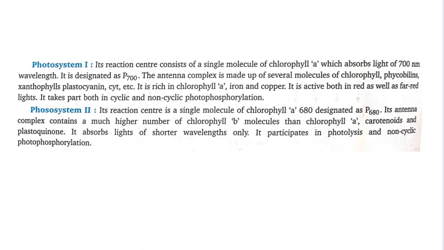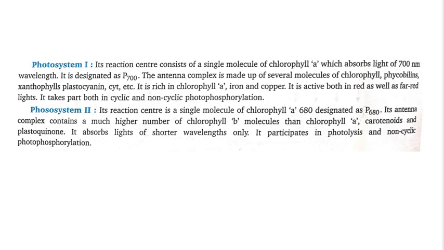Photosystem 1 and photosystem 2. Photosystem 1's reaction center consists of a single molecule of chlorophyll A which absorbs light of 700 nm wavelength. It is designated as P700. The antenna complex is made up of several molecules of chlorophylls, phycobilins, xanthophylls, plastocyanin, cytochrome, etc. It is rich in chlorophyll A, iron and copper, and is active both in red as well as far red light. It takes part in both cyclic and non-cyclic photophosphorylation.